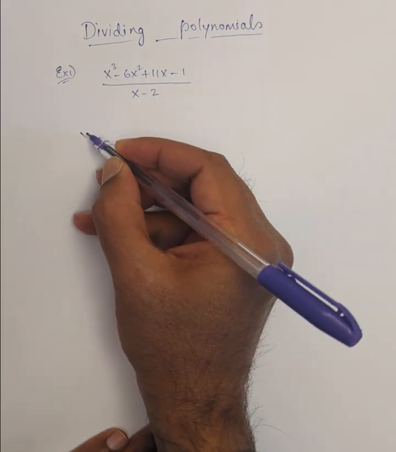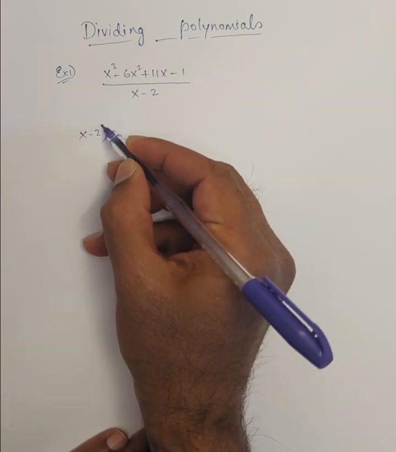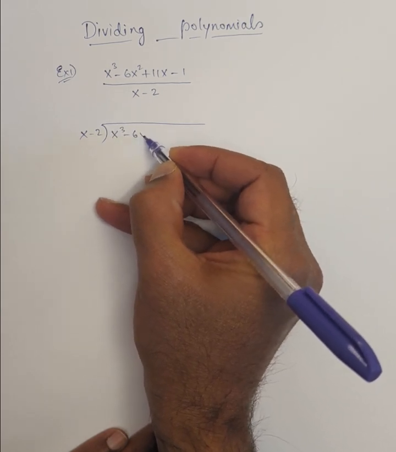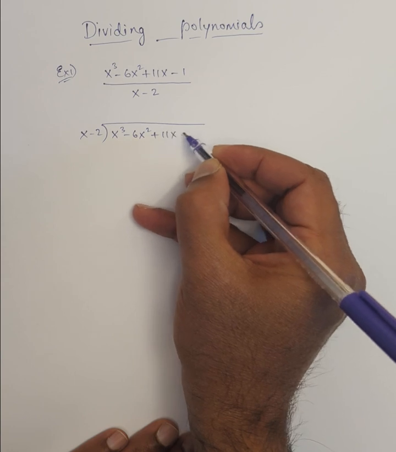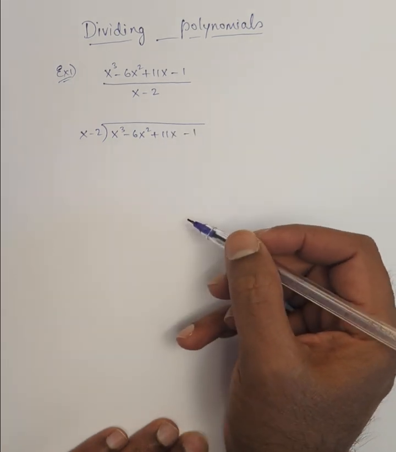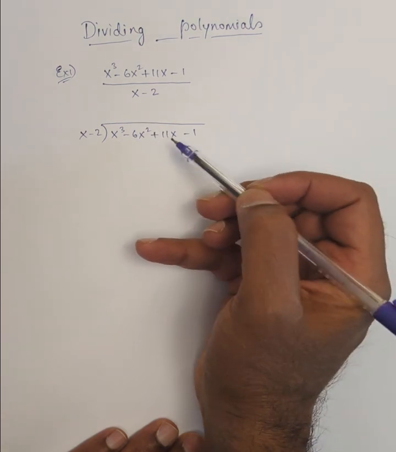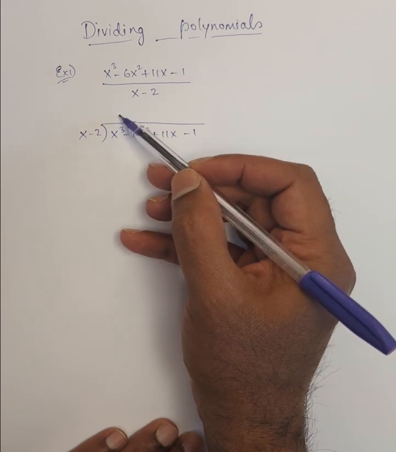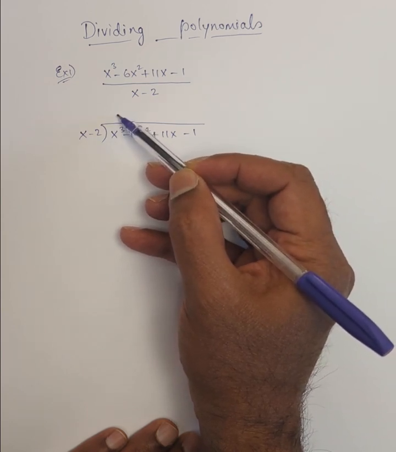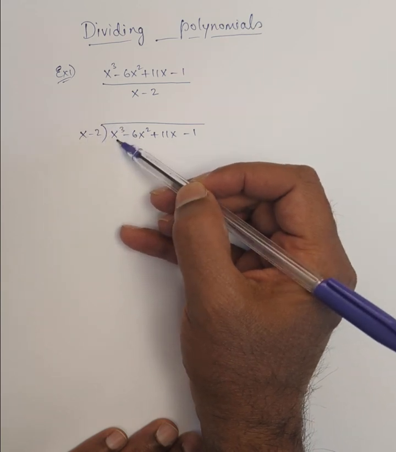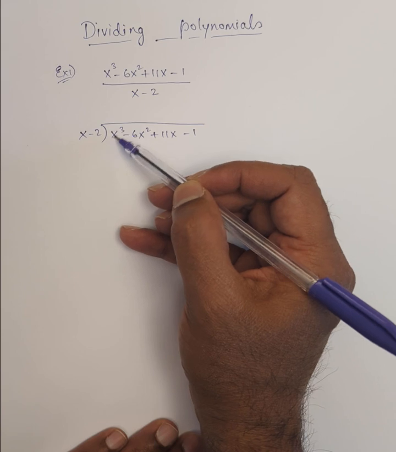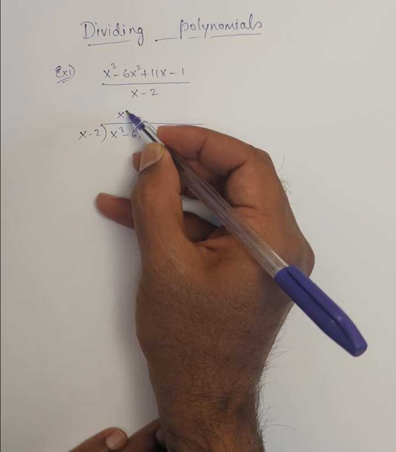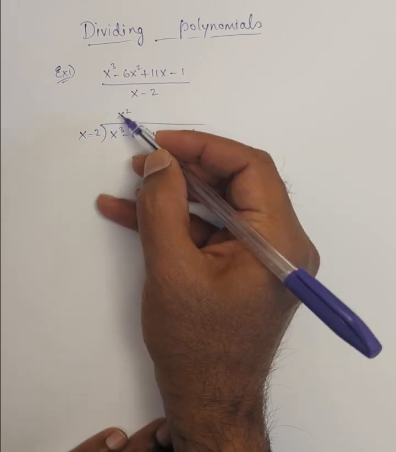You write the divisor on the left and you put the dividend under this line, x cubed minus 6x squared plus 11x minus 1. And then you go digit by digit. Now here we'll go term by term. So I need to write something here that multiplies with x to give x cubed. So I want to get rid of this x cubed. And what multiplies with x to give me x cubed is x squared, because x squared times x is x cubed.